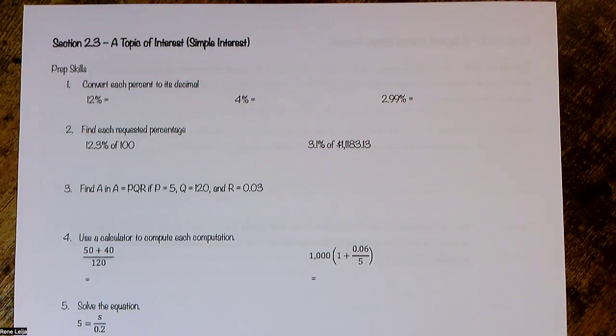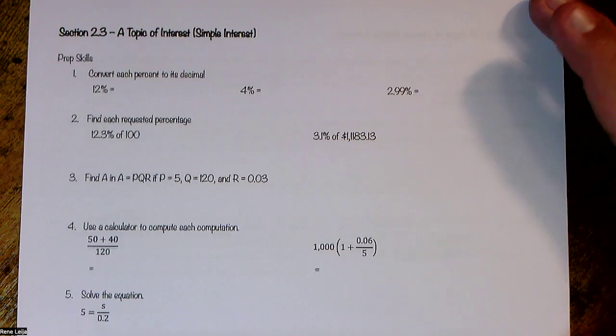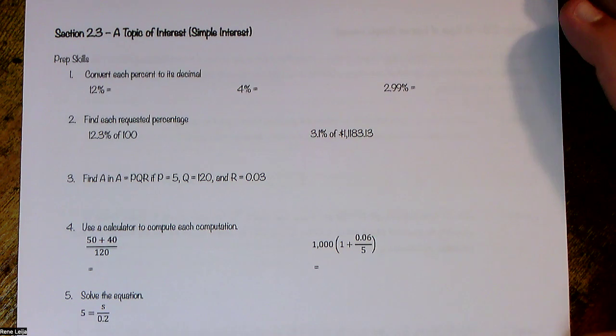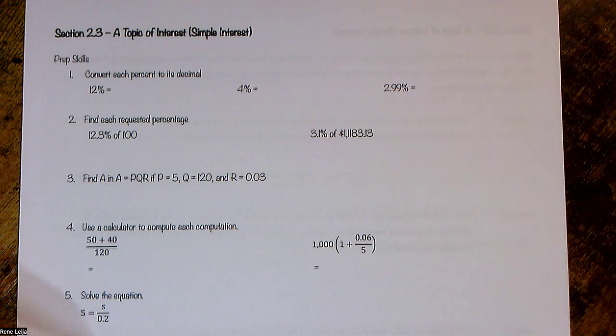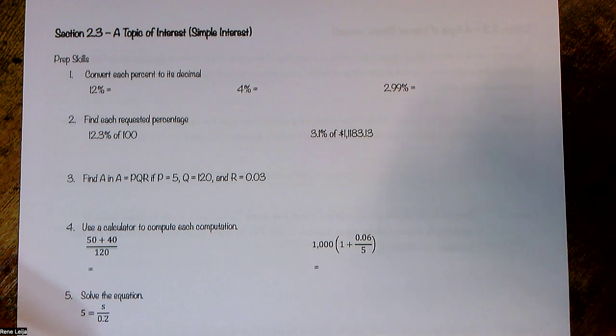Okay, this is section 2.3. So first we're going to go through the prep skills. Now, remember for the video, you can pause it at any time if you want to try to work the problems on your own. I'm just going to go ahead and go straight through everything. Okay. All right. So number one on the prep skills, convert each percent to a decimal.